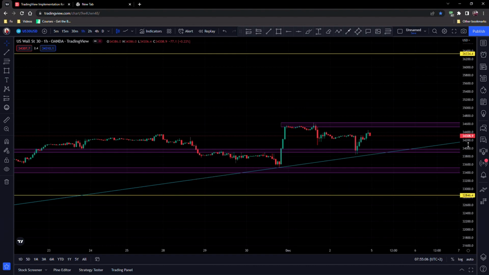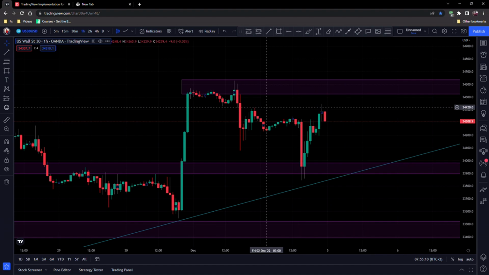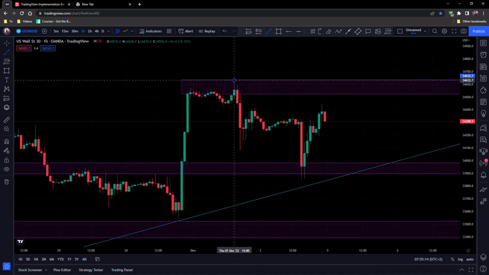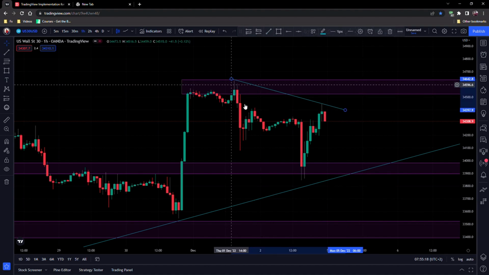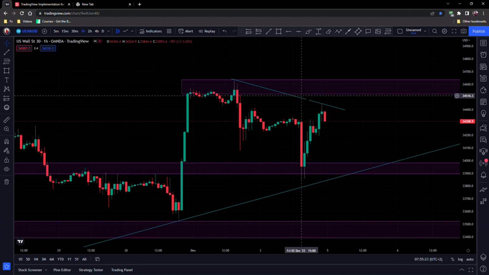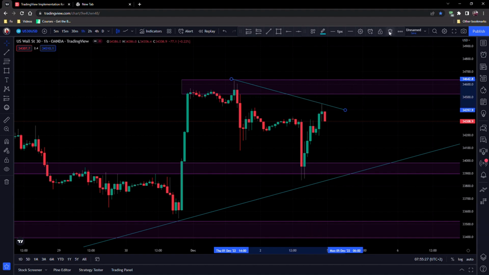On the hourly, it did have a first touch right there and a second touch, but it does not confirm that downward trend, because in order for a trend to be confirmed it needs 3 touches. So we're just going to leave that right there, but that was for US30.